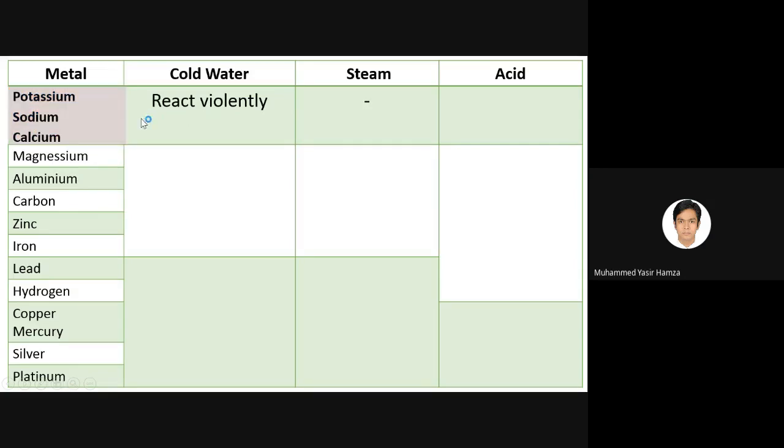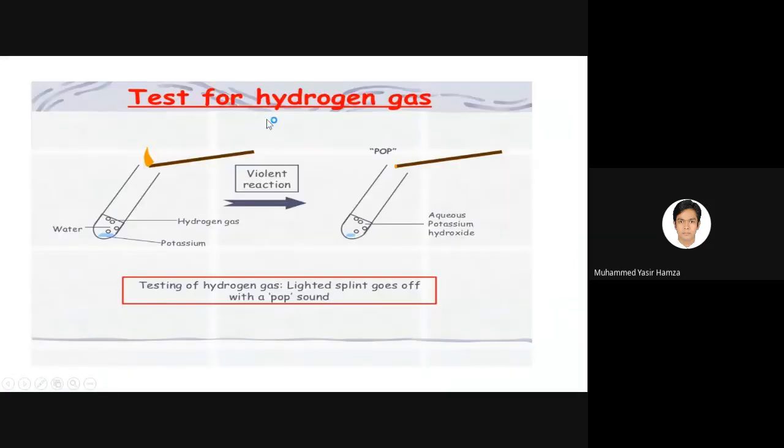So when you add water to potassium, sodium, or calcium, it reacts violently. You do not need to react them with steam because they already react violently with cold water. So we do not need to add steam. As you can see, test for hydrogen gas. I hope everybody went through this experiment in the laboratory, testing for hydrogen gas. As you can see, potassium and water will react violently, producing hydrogen gas.